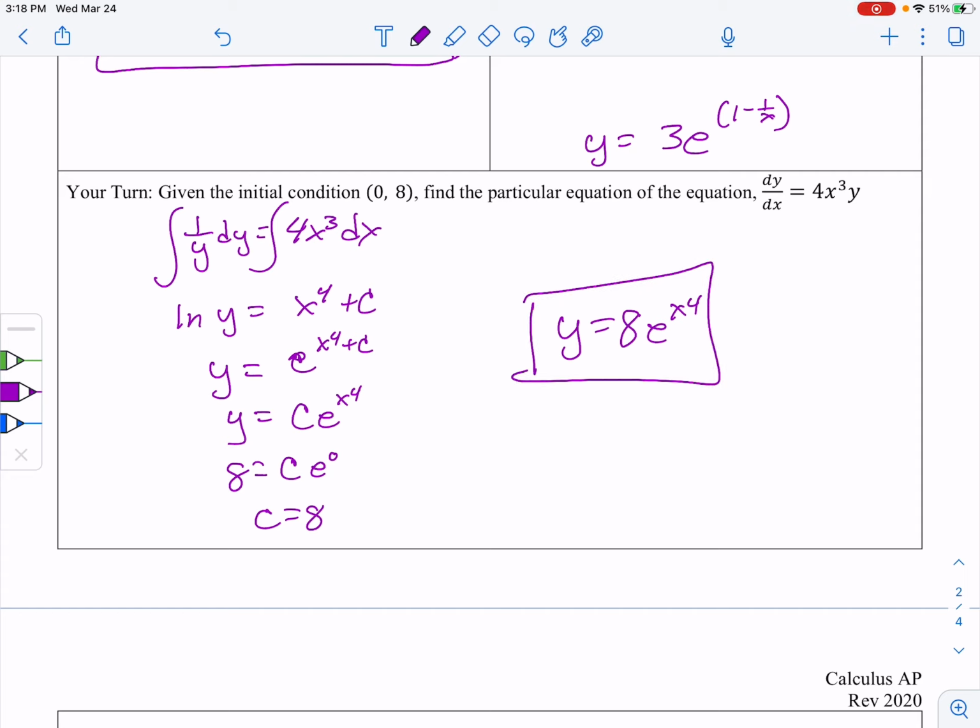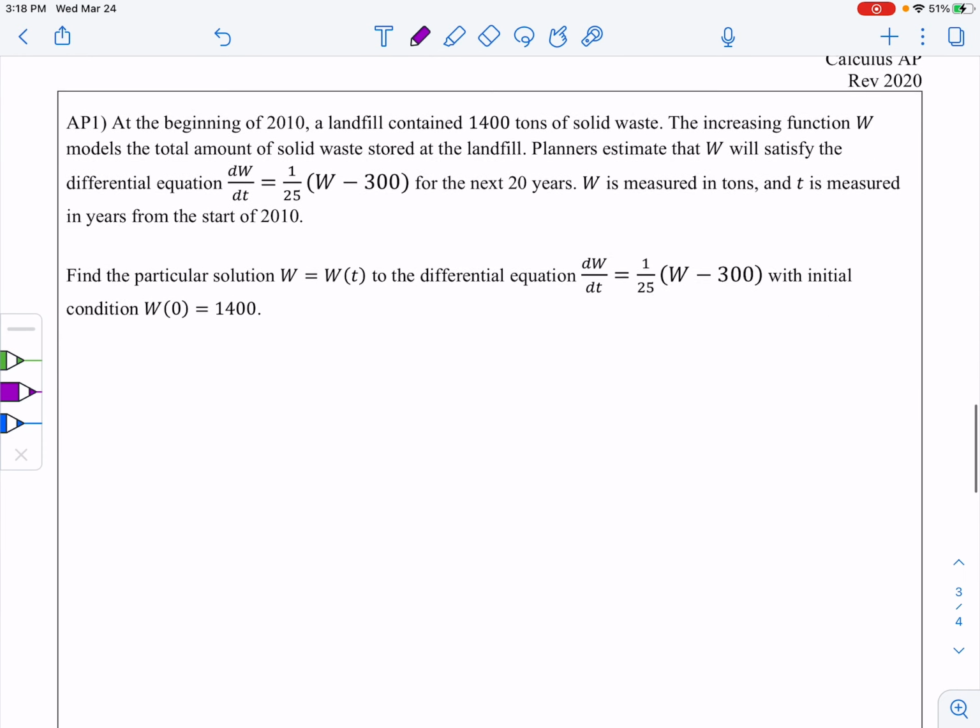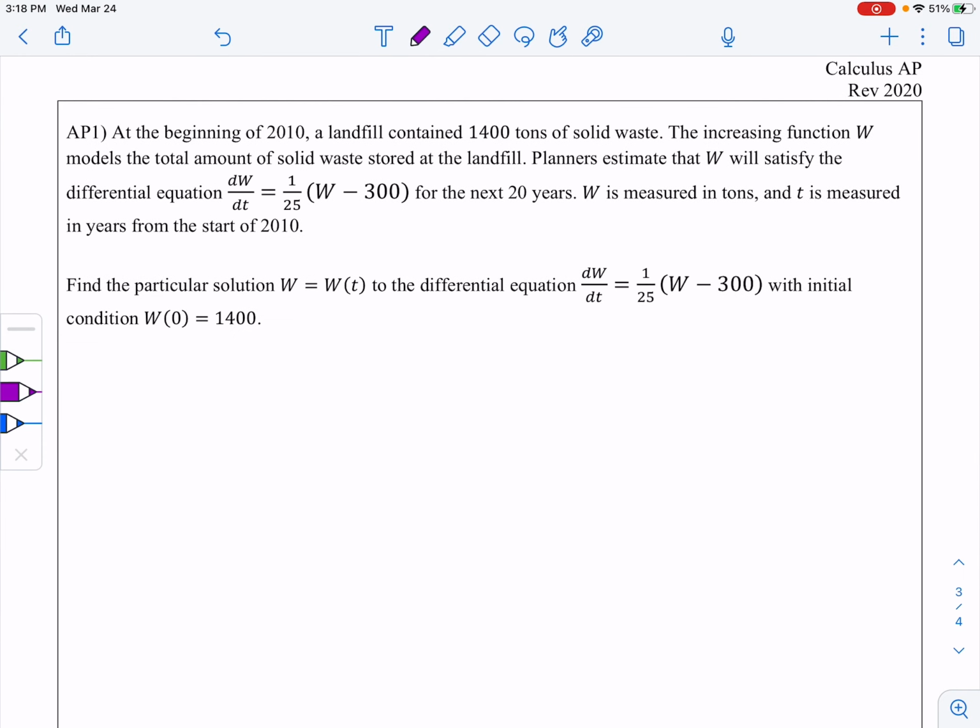All right, you need to understand what's going on right here, why that goes to here, okay? Because remember, this is the same as e to the x to the 4th times e to the c, because you add exponents. And e to the c is just a constant. Okay? All right, a real actual application problem.